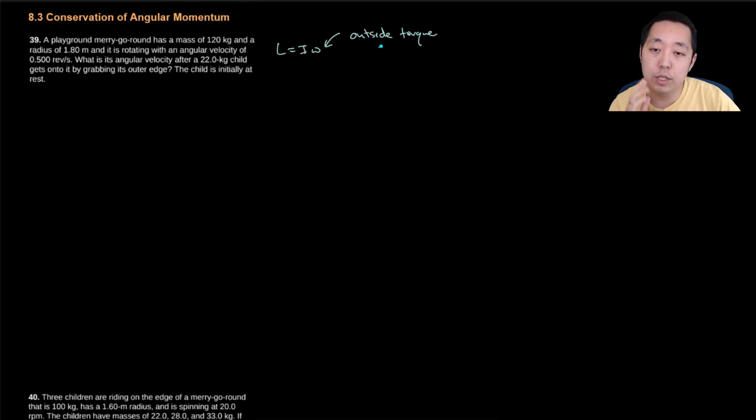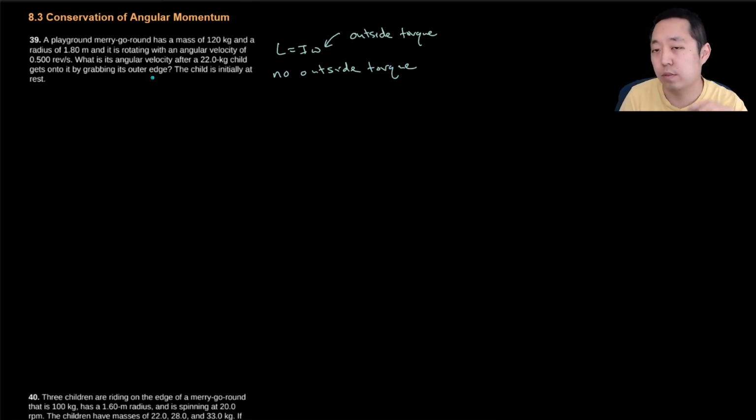So in principle, kind of like in linear momentum, the only way to change the linear momentum of an object is to have an outside force on it. The only way angular momentum can change is if there's an outside torque. So no outside torque means no change in momentum. So that's what we're always going to ask ourselves to decide whether or not conservation of angular momentum will apply.